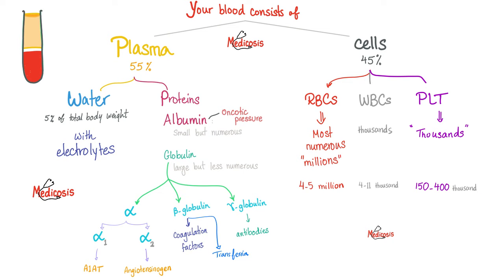You will recall that your blood is made of plasma and cells. The plasma is water and proteins. We call them plasma proteins, like albumin and globulin. As for the blood cells, you have red blood cells, white blood cells, and platelets. Red blood cells are in millions. Platelets are in hundreds of thousands. White blood cells, just thousands. So red blood cells are the most numerous cells in your blood.